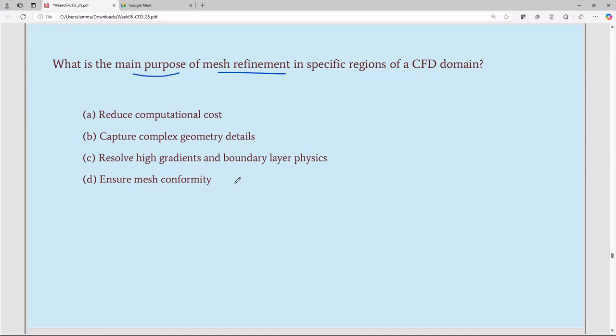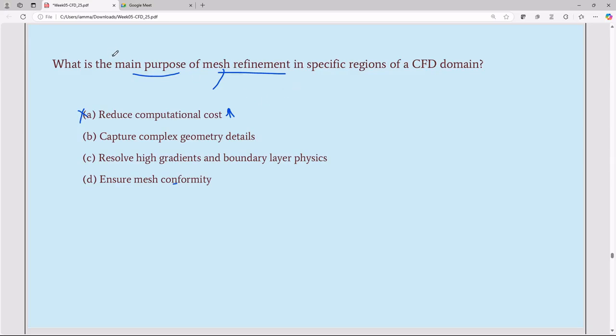From the options, if you see, option A is wrong, because when mesh refinement happens, the computational cost will go up. It won't reduce it. So option A is wrong. Option B, capture complex geometry details. That is true in case of mesh refinement. And option C, resolve high gradients and boundary layer physics. That is also true for mesh refinement. Option D, ensure mesh conformity. That's also true in case of mesh refinement. So options B, C, and D are true in case of mesh refinement.